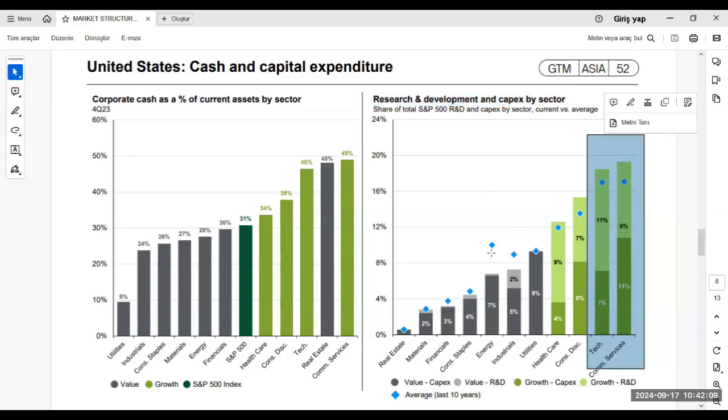In any type of metrics and indicators, like capital expenditure, like cash, like the valuation of the price to earnings ratio, or the valuation of the price to book ratio, communication and technology services are saying that you can bring your money in these sectors.